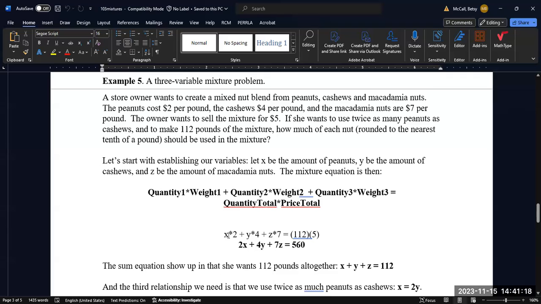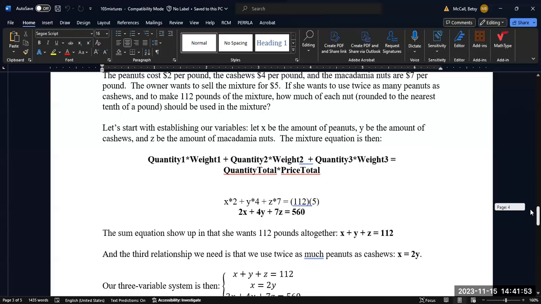So again, if x is the weight of peanuts, then the cost of each pound of peanuts is $2. Y is the weight in pounds of cashews, times $4 per pound. And then z is the pounds for the macadamia nuts, times $7 per pound. And the target is 112 pounds times $5 per pound. And so that's one equation.